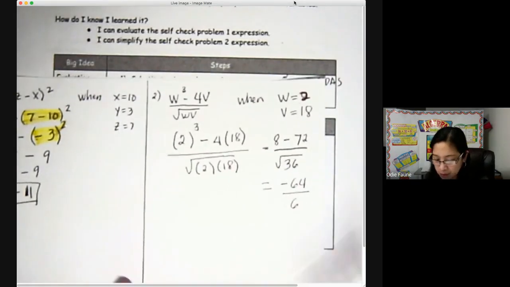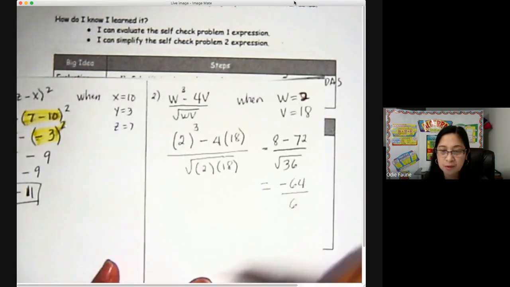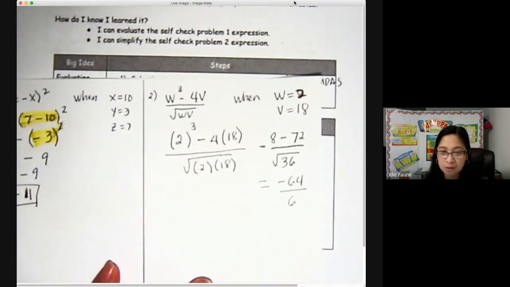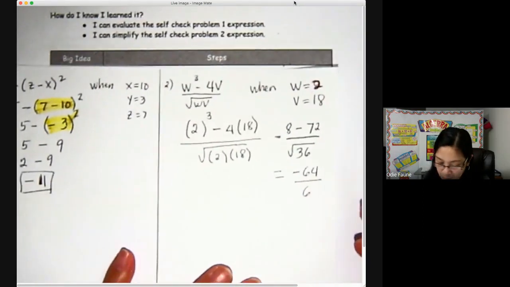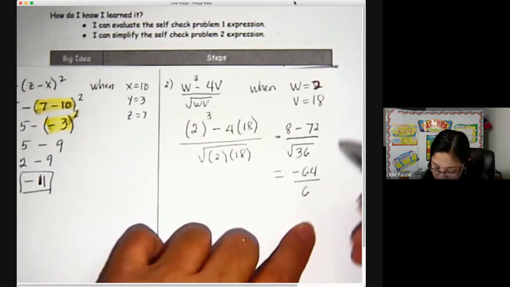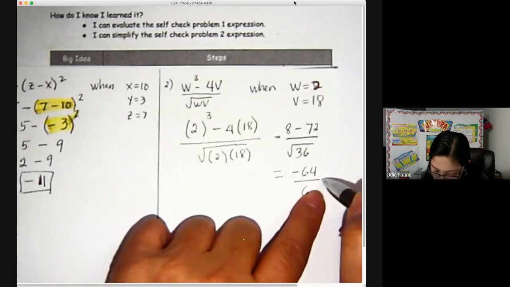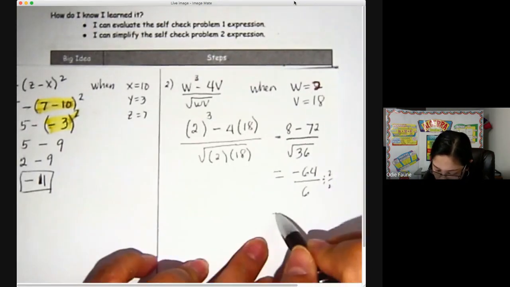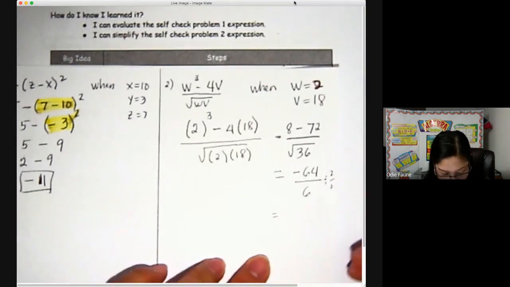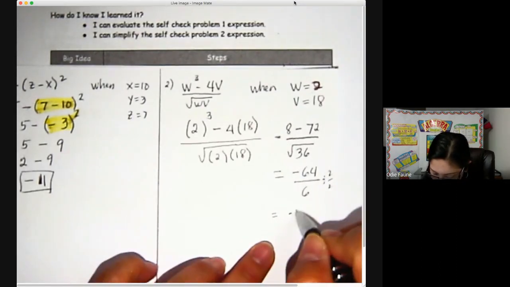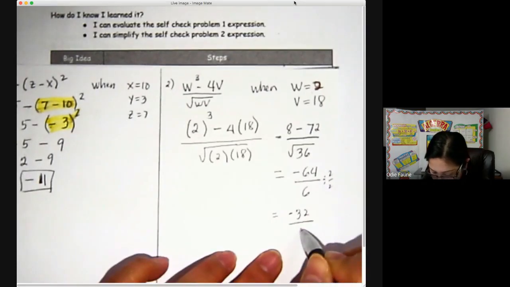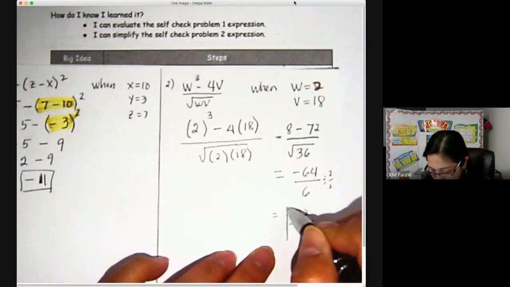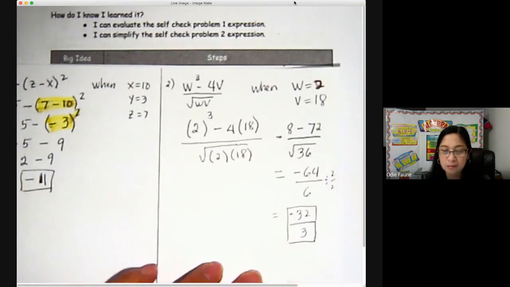No. If you look at this, these are two even numbers. They have a common factor. So they are both divisible by 2. So simplify this. Divide both sides, both top and bottom, by 2. We have negative 62 divided by 2 is negative 32. 6 divided by 2 is 3. This is the answer in fraction form.